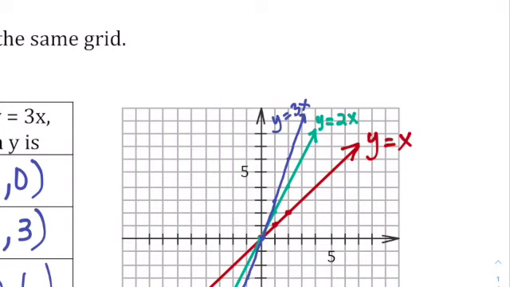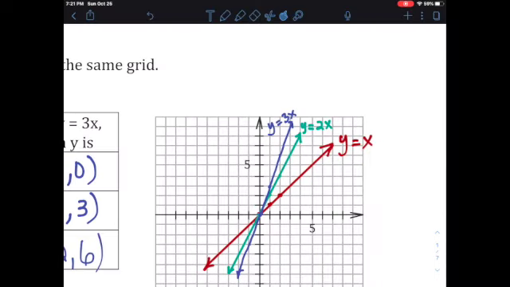Once you graph the lines, I would like you to think about this. On the red line, the coefficient for x is 1. On the green line, the coefficient is 2. On the purple line, the coefficient is 3. And based on that information, you can conclude that as the number gets bigger, the line becomes steeper. And that's exactly right, what you are thinking.